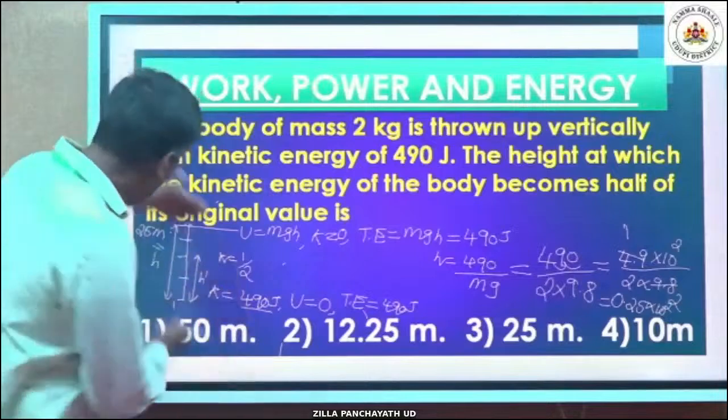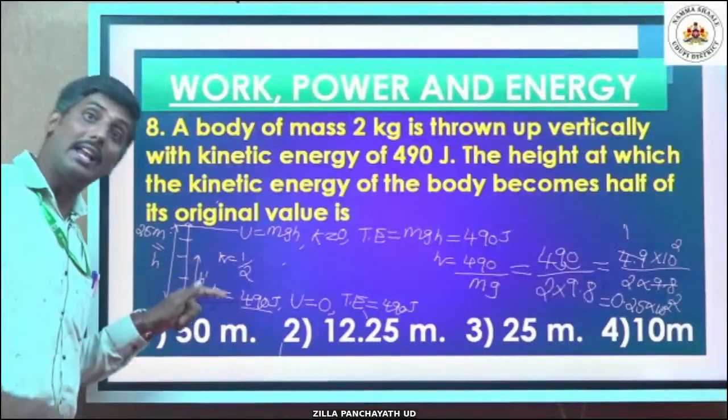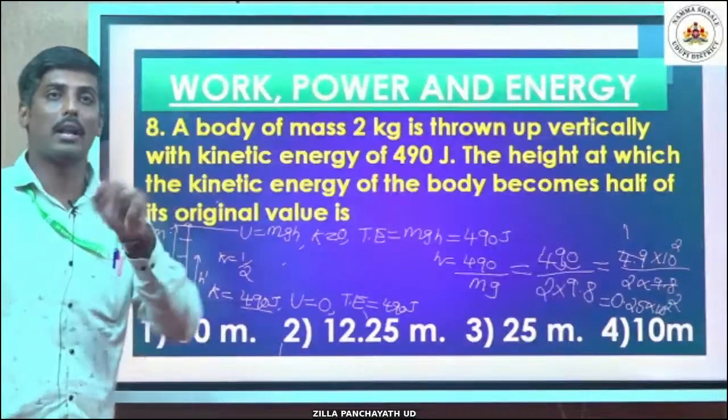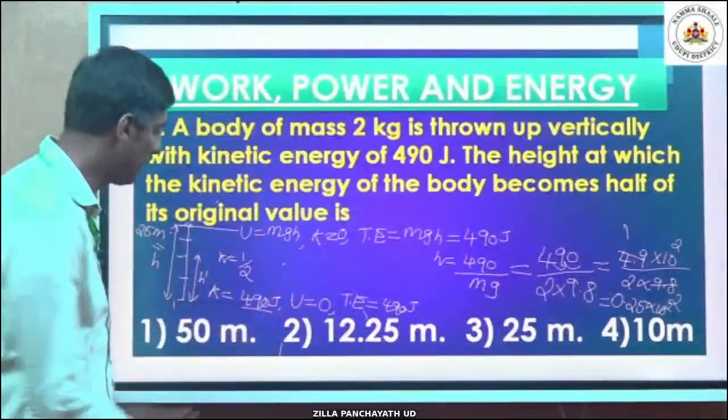ಹೌದಾ? So total height is 25 meter. Then kinetic energy, ನಾನು ಏನು ಹೇಳಿದೆ? Kinetic energy becomes half, potential energy also becomes half ಆಗಲೇಬೇಕು, because total energy remains constant. Is it right? ನೋಡಿ ಸಿಂಪಲ್ ಆಗಿ ಹೇಳ್ತೇನಪ್ಪ.